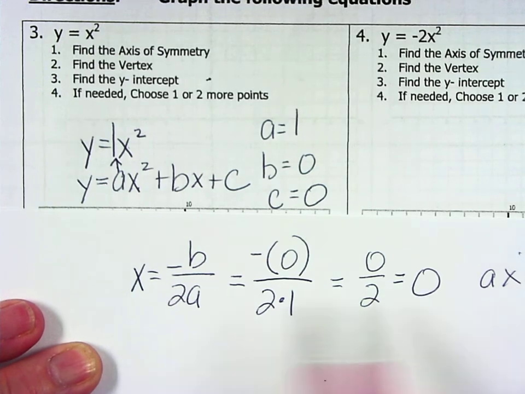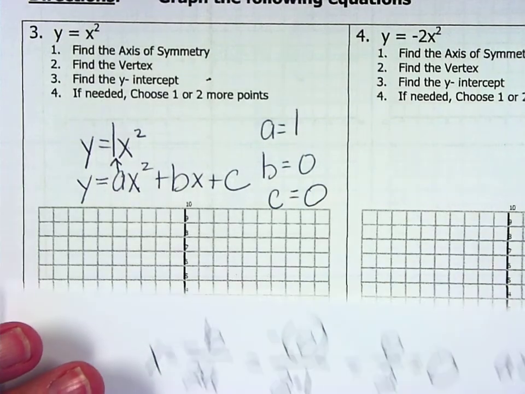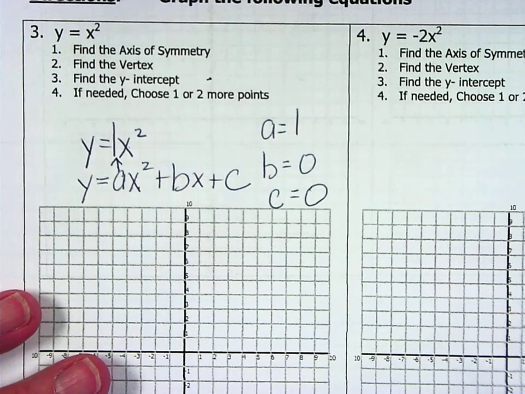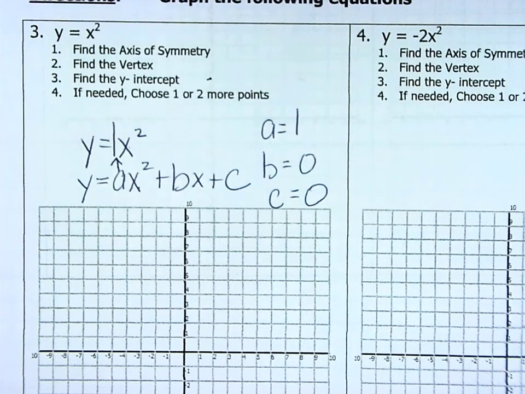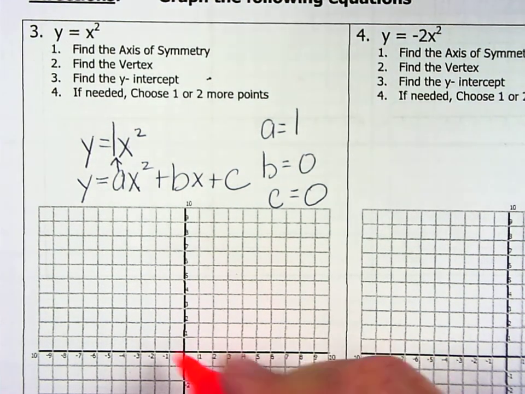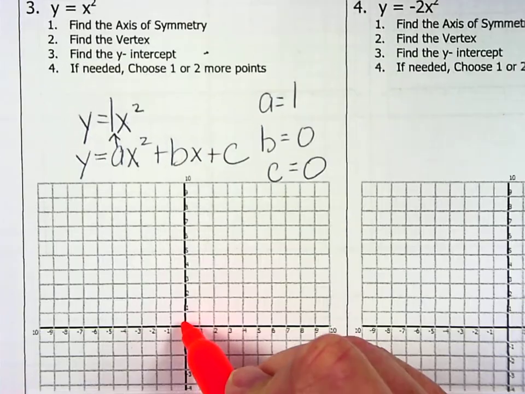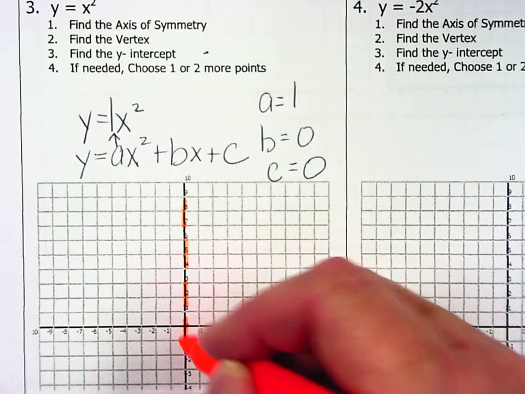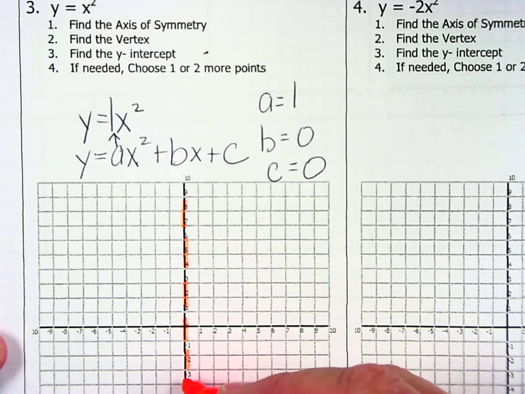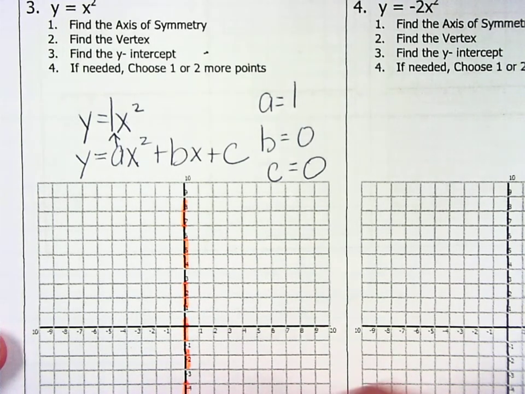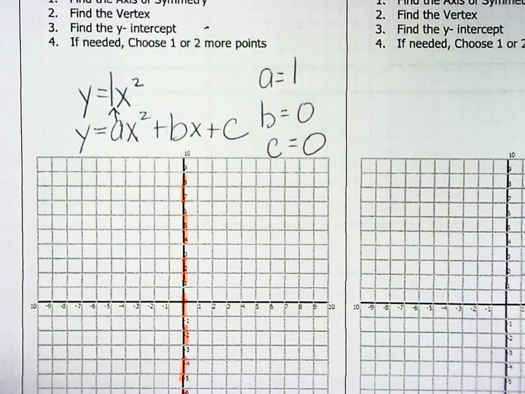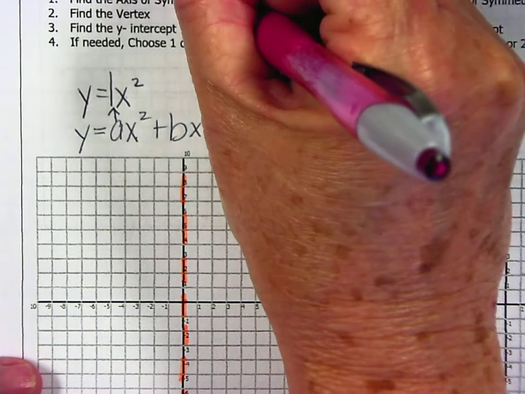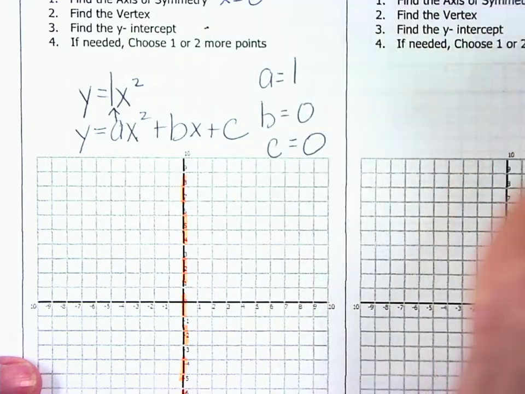So I'm going to graph x equals 0. Well, I notice that x is 0 right here, and the vertical line that touches that point is going to look like this. So that's my axis of symmetry. It's also my y-axis in this case. Sometimes that's true, sometimes it's not. So this is the axis of symmetry, x equals 0.